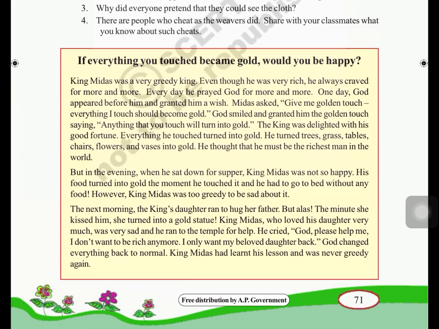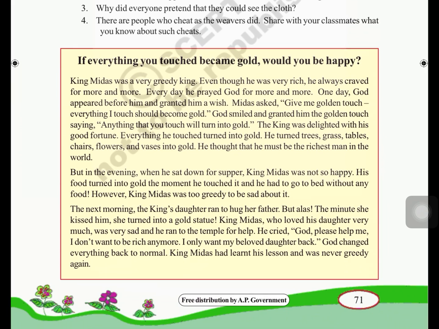One day God appeared before him and granted him a wish. Midas asked, give me the golden touch. Everything I touch should become gold. Okay, give me the golden touch. Whatever I touch, it should become gold. God smiled and granted him the golden touch, saying, anything that you touch will turn into gold. So God smiled and granted him, whatever you touch becomes gold.